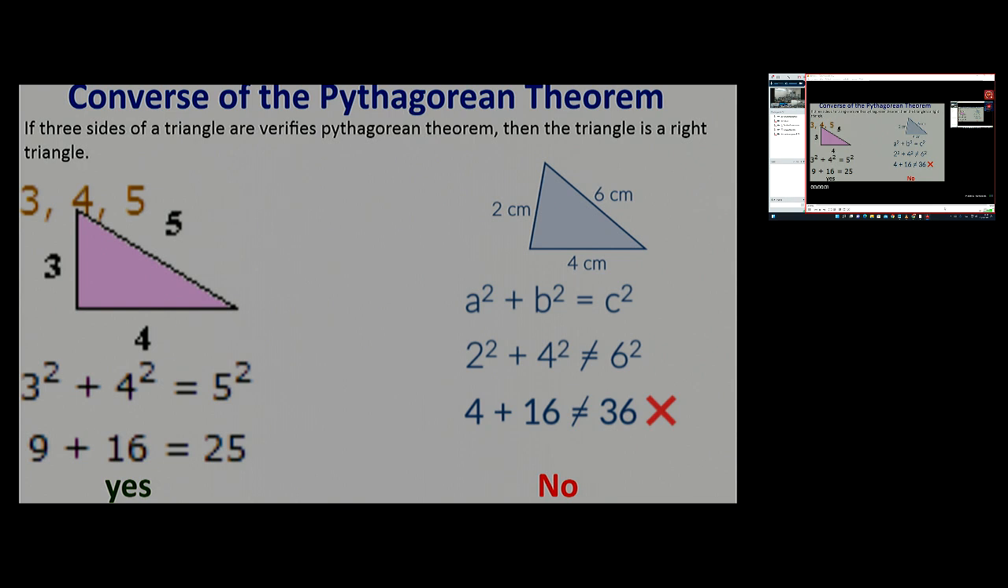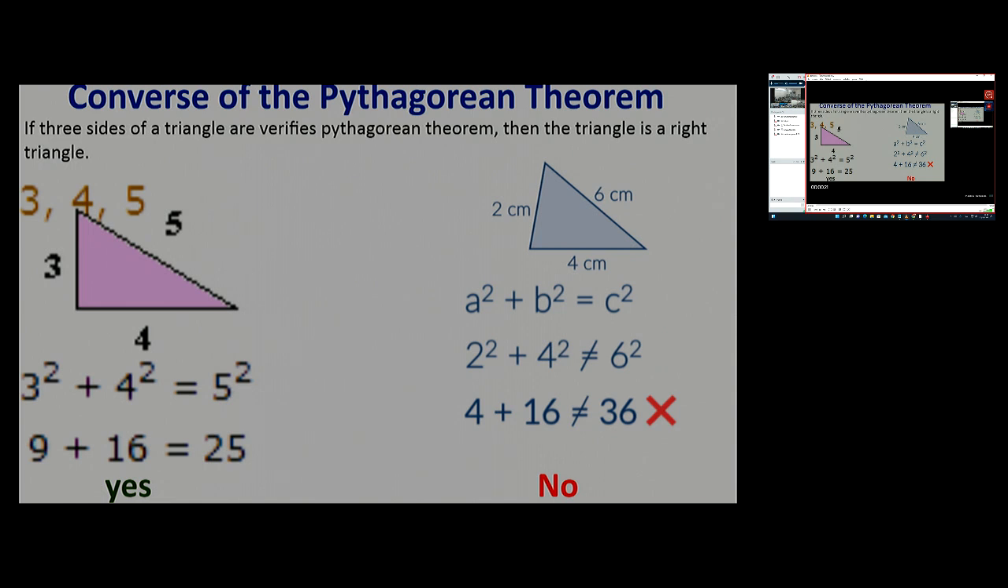Example. We have three sides, 3, 4, 5, right? In 3, 4, 5, 5 is longest. So we write 5 as the hypotenuse. 3 and 4 are smaller, so we write 3 and 4 as leg A and leg B.